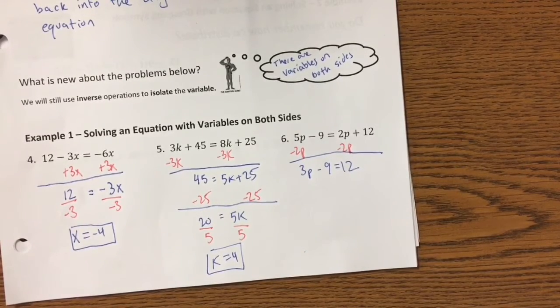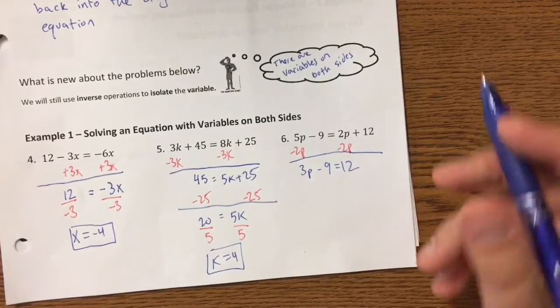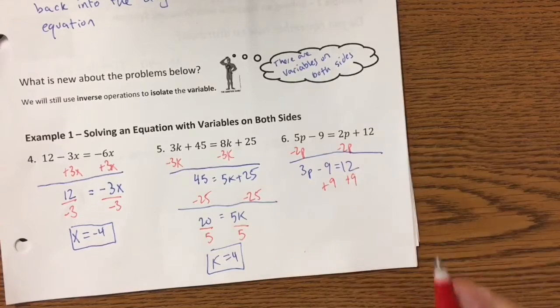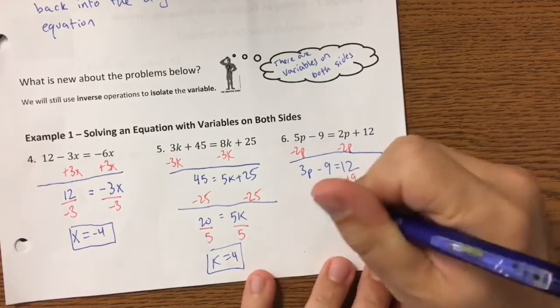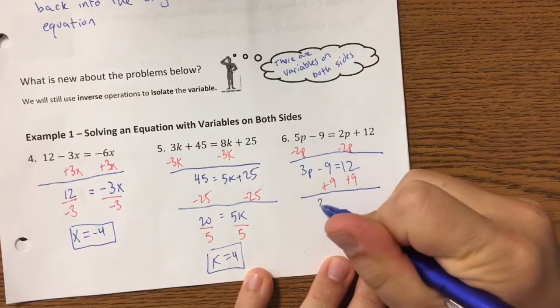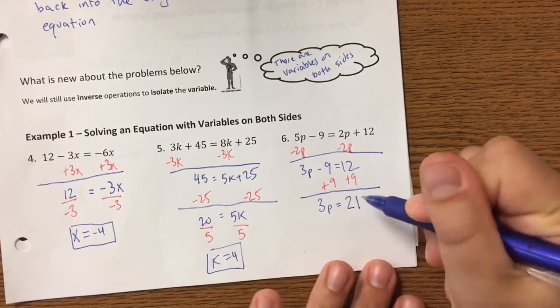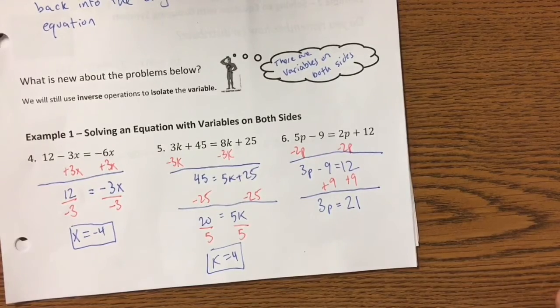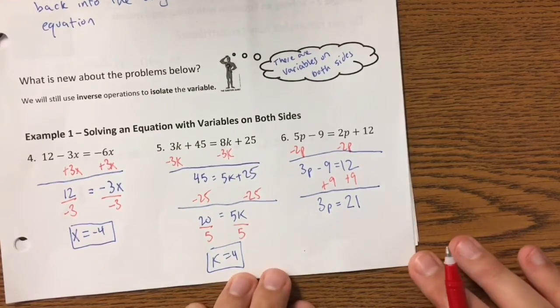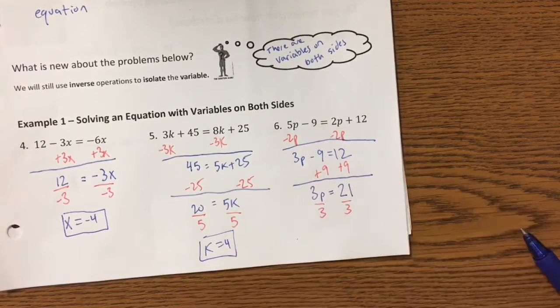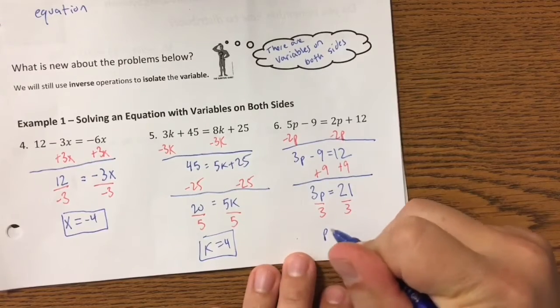Or, like you were saying on the last one, we could add 9 to both sides too, which is what we're going to do anyway on the next step, right? So if you want to do both of those at the same time, that'd be awesome. Plus 9 gives you 3p equals 21. Right? Yeah. Divide both sides by 3. So we get p equals 7.